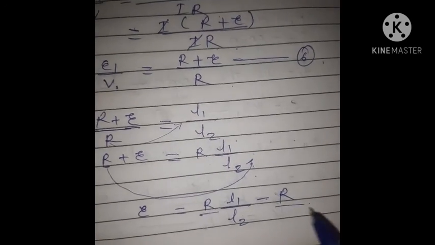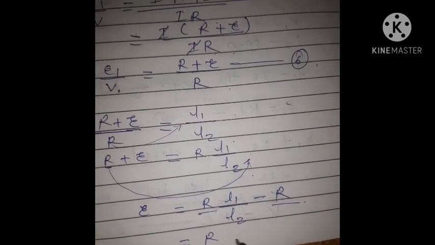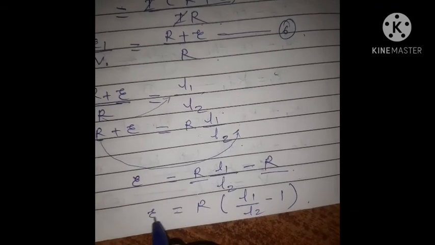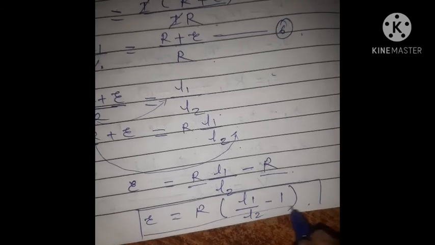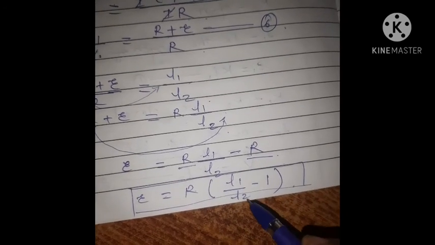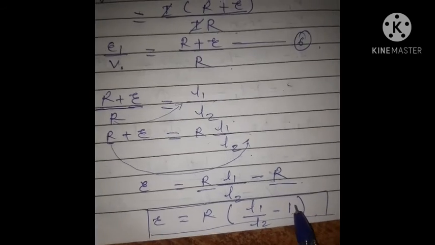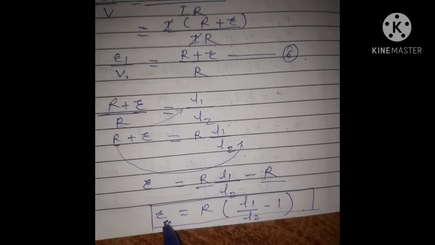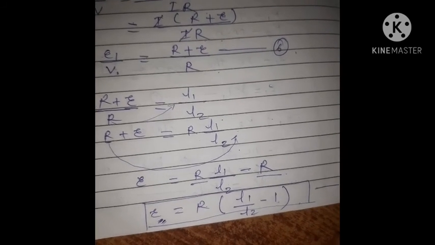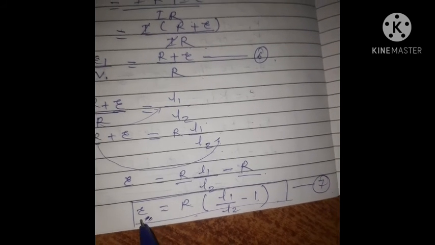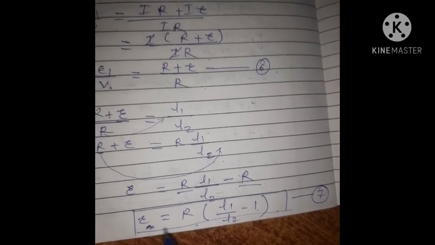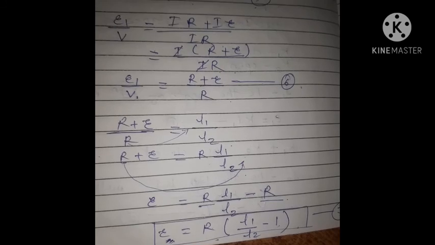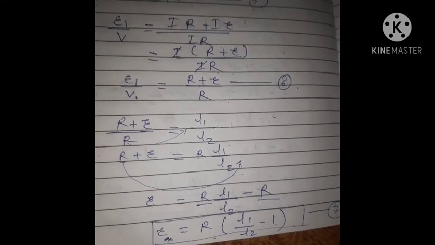Now taking R common, so in bracket minus 1, small r is equal to capital R into in bracket L1 by L2 minus 1. This is the expression for internal resistance of a cell. By using this formula, we can determine the internal resistance of a cell by using a potentiometer. So this was about the applications of potentiometer. So thank you students.